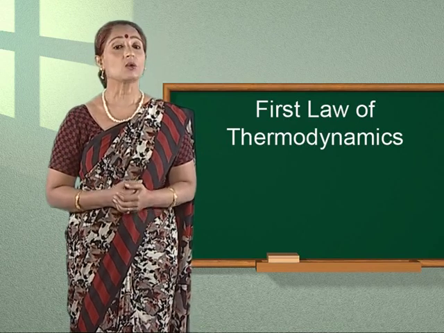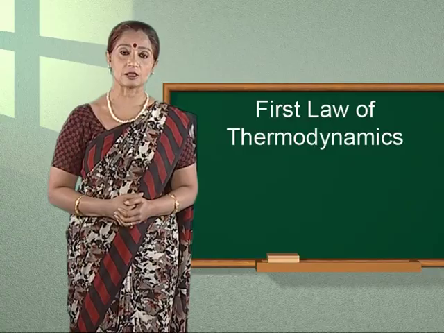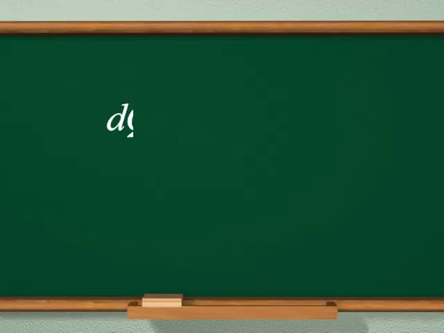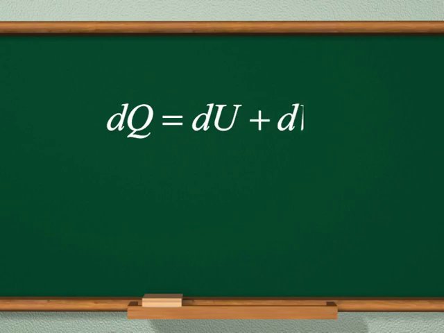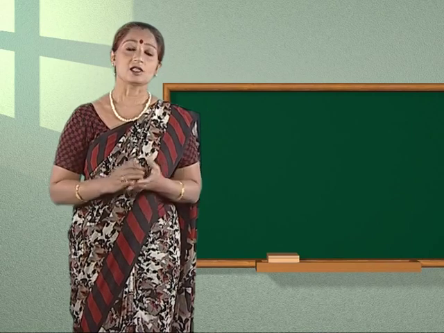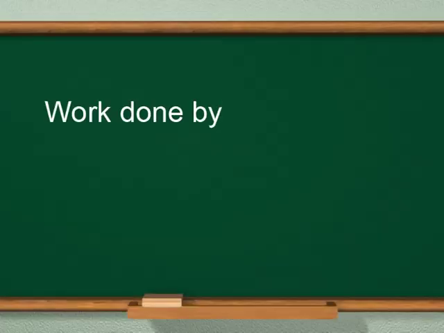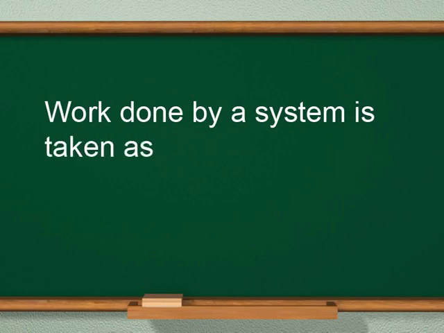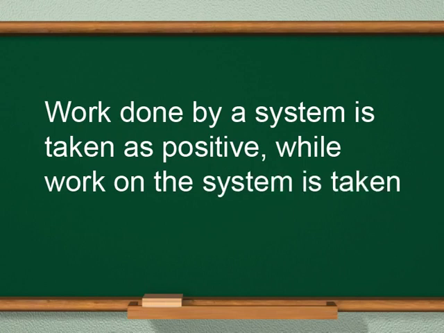It means the quantity of heat absorbed by the system dq is equal to the sum of du and dw during expansion, or dq is equal to the sum of du and P dV. The signs of dq, du and dw are known by some particular sign conventions. These sign conventions are: work done by a system is taken as positive, while work on the system is taken as negative.